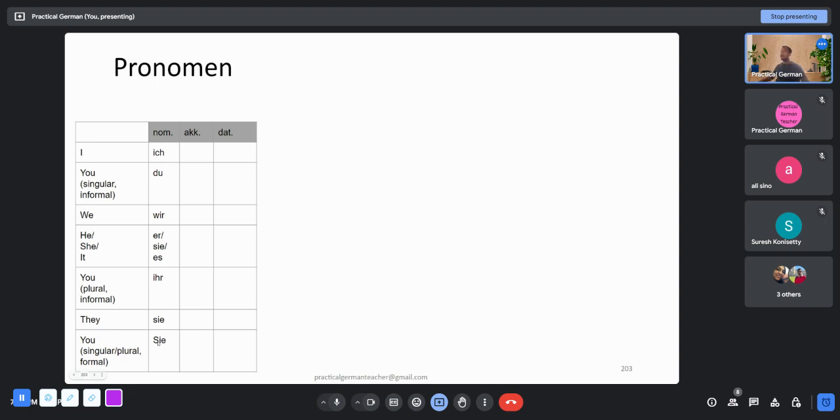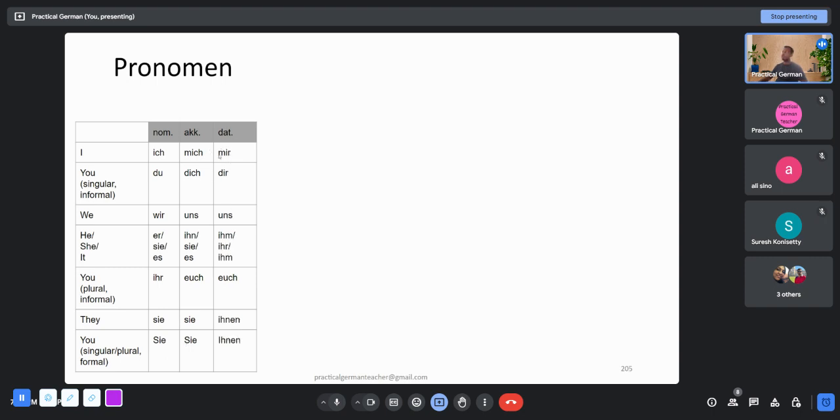Let's talk about pronouns in accusative case. So ich becomes mich, du becomes dich, wir becomes uns, er becomes ihn, sie becomes sie, or you can say sie remains sie, es remains es, ihr becomes euch, and then sie becomes sie, or sie remains sie, the same thing. Notice it is still capital. Please remember this.